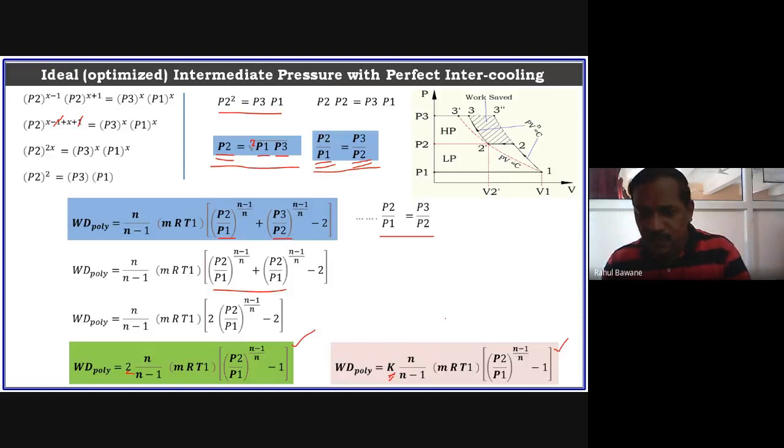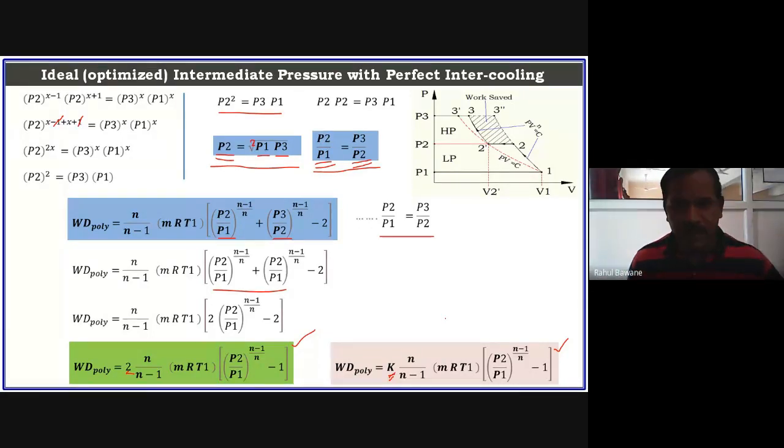Is there any doubt? Otherwise, we will see the last 2 numericals. That will be the end of today's session. So, okay, we will go with the numericals, so your idea will be clear.